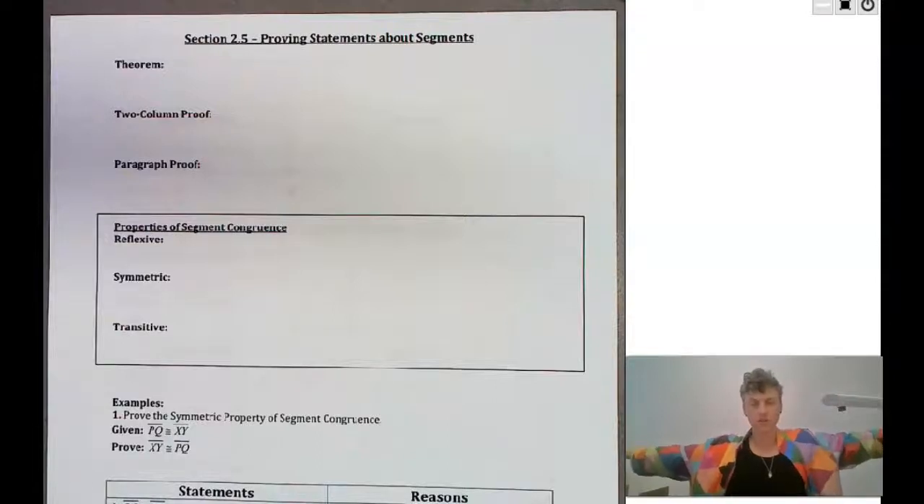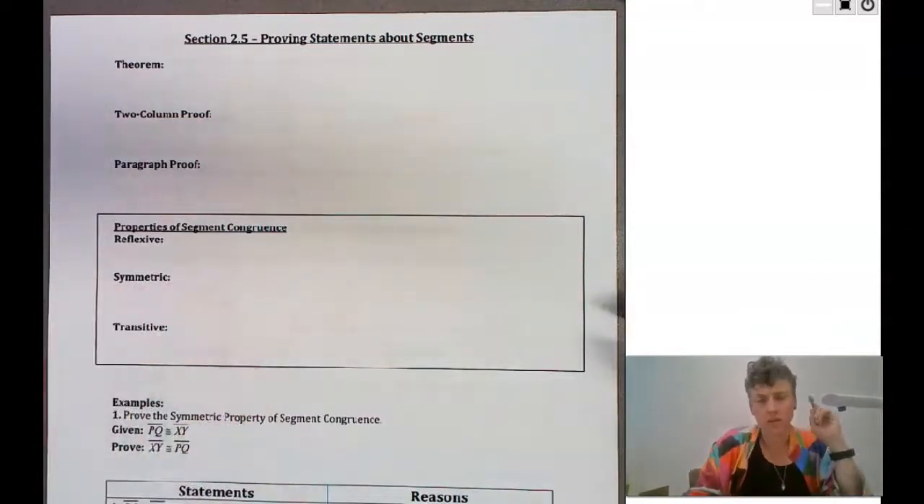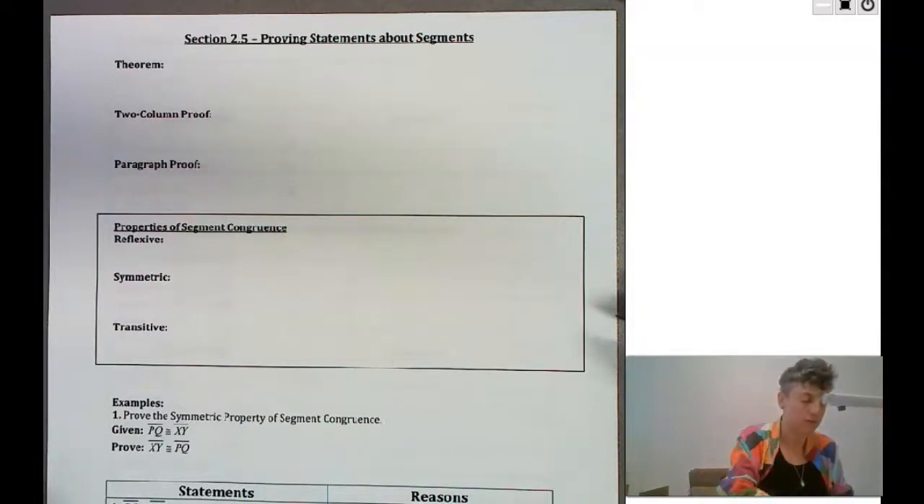What's up, scholars? Today we're talking about proving statements about segments. Let's remind ourselves of a couple definitions. What is a theorem? Well, it's a true statement that's a logical conclusion based off of other true statements.